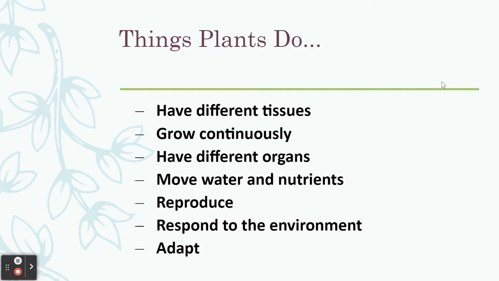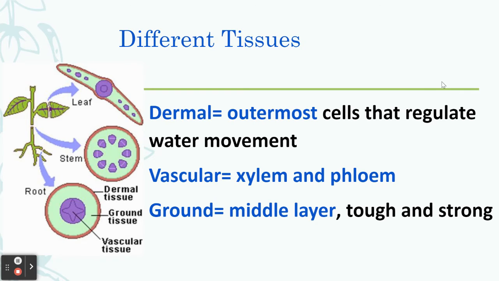So first thing that plants do is having different tissues. There are three different types of tissues that can be found all throughout plants, whether it's in their leaves, stems, or roots. And those are called dermal tissues, vascular tissues, and ground tissues. And these are kind of listed here and shown here. The pink outer layer of the leaf, the stem, and the root is the dermal tissue. That's the outermost layer, and that can regulate what happens with water going into and out of the plant.